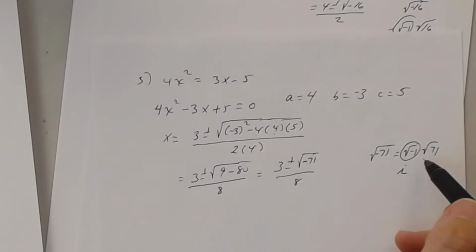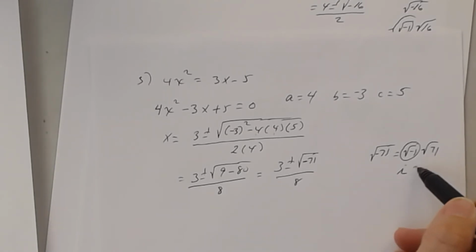Now, can I simplify the square root of 71? 71 is what kind of number? 71 is prime. Okay, so there's no perfect square other than 1 that goes into 71.